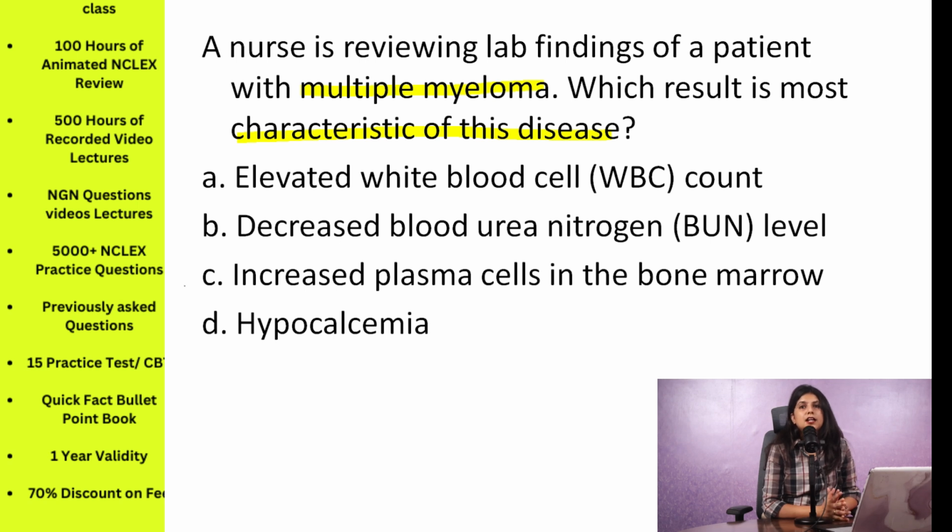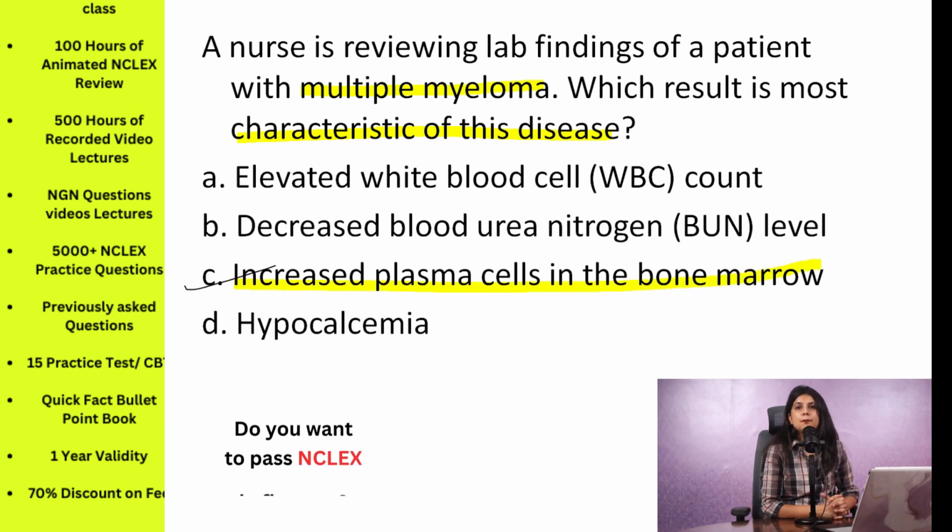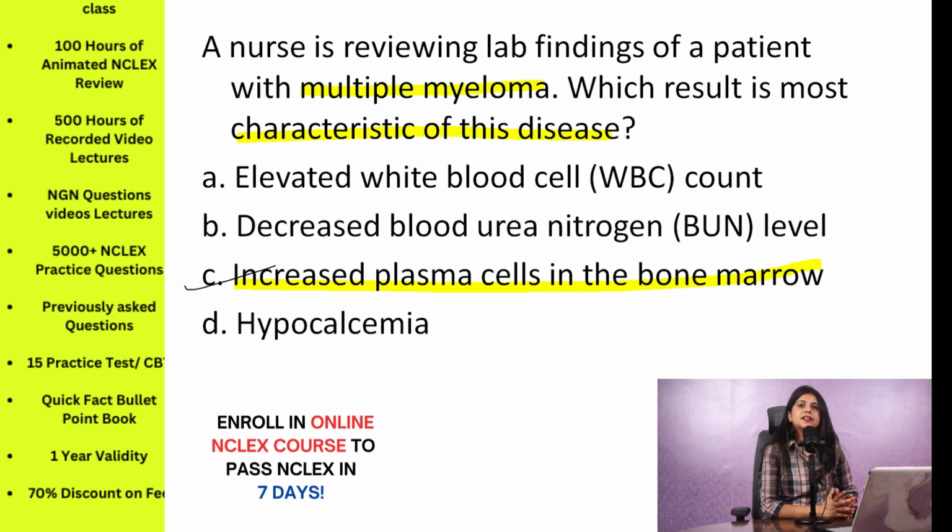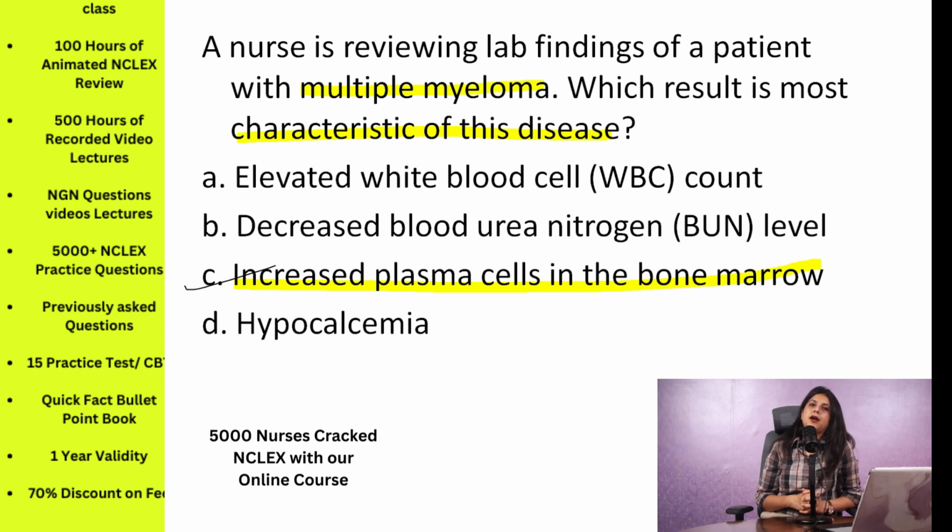Answer: C. Rationale. Multiple myeloma causes an abnormal increase in plasma cells in the bone marrow. Additional findings include anemia, hypercalcemia from bone destruction, and elevated BUN due to kidney impairment. An increased WBC count may occur, but is not a hallmark sign of multiple myeloma.